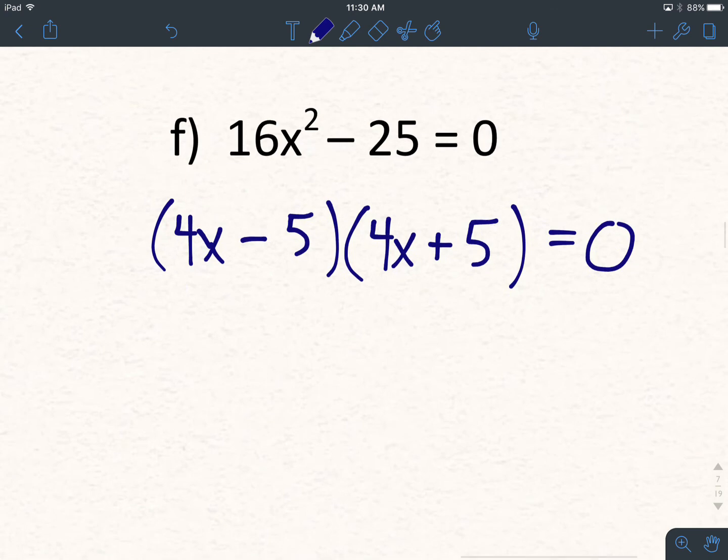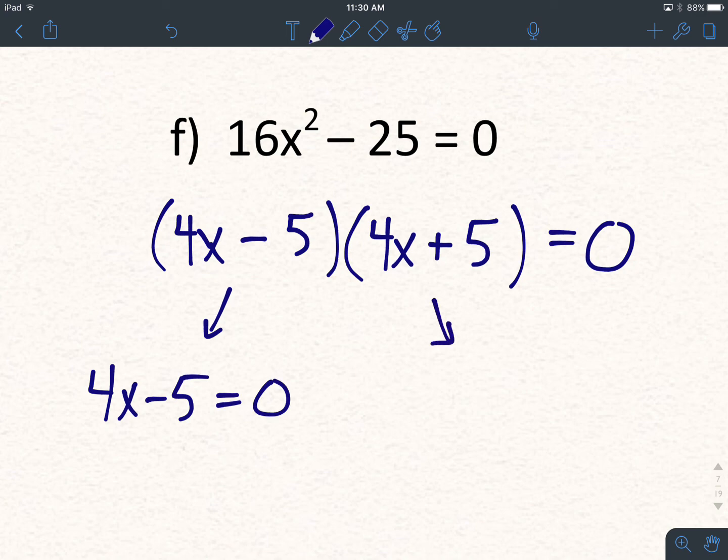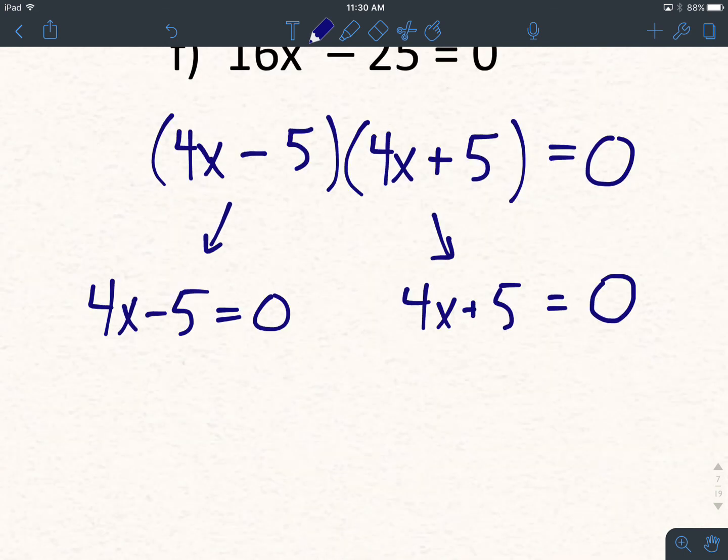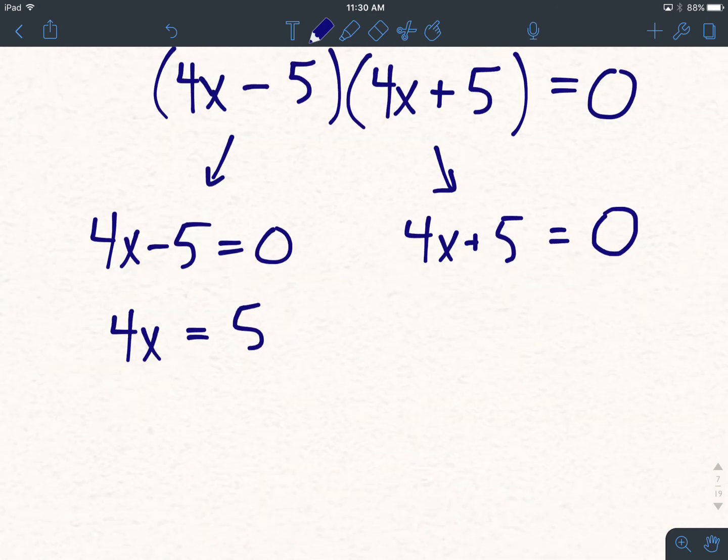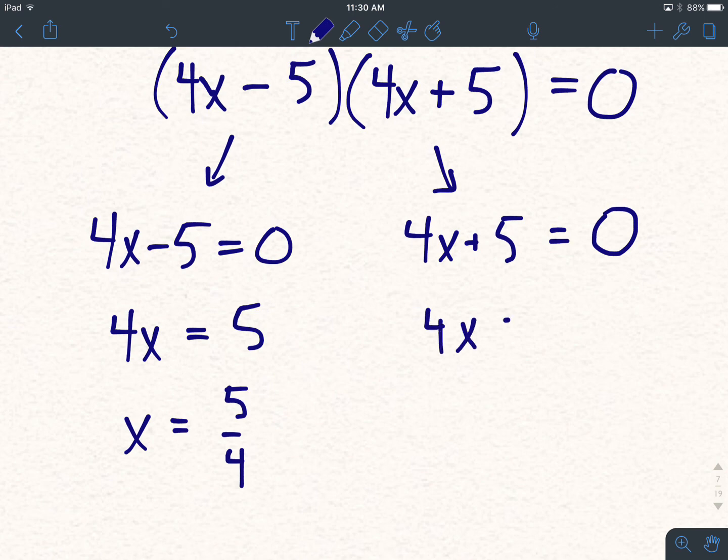And again, remember, now this is a single term. I can set each component equal to 0. 4x minus 5 equals 0. And the second component, 4x plus 5 equals 0. And now I'm going to isolate my variable. So 4x equals 5 and x equals 5/4. And in my second component, 4x equals negative 5, x equals negative 5/4. So I end up with two solutions here.